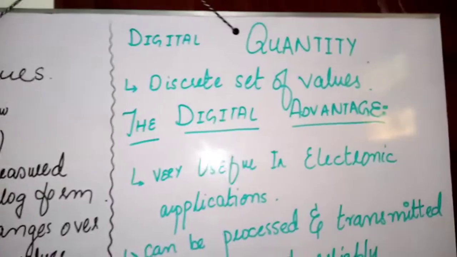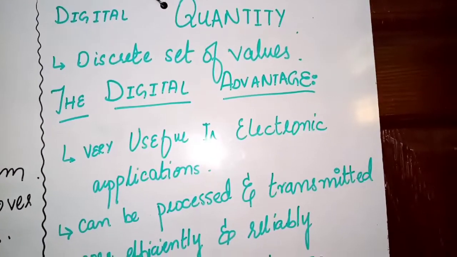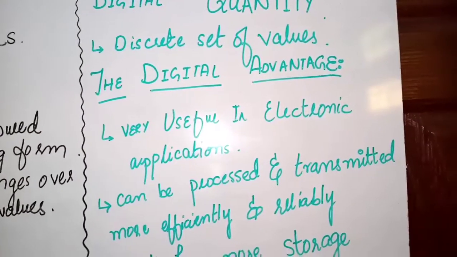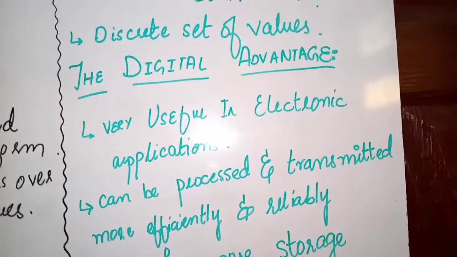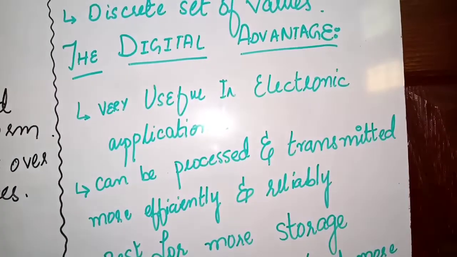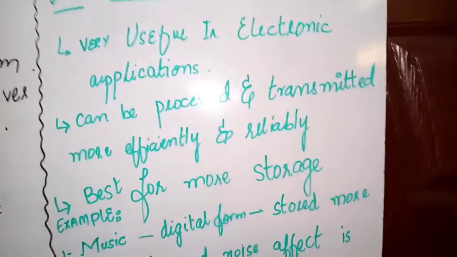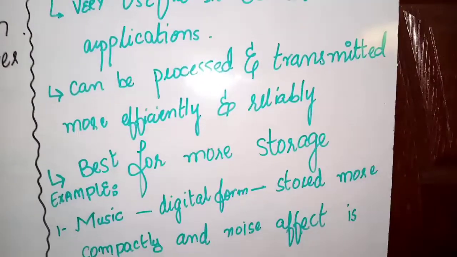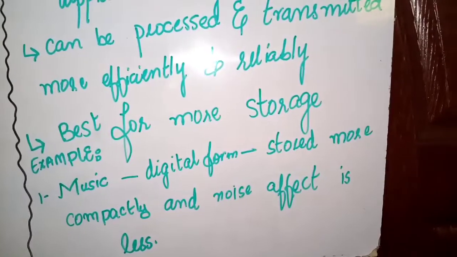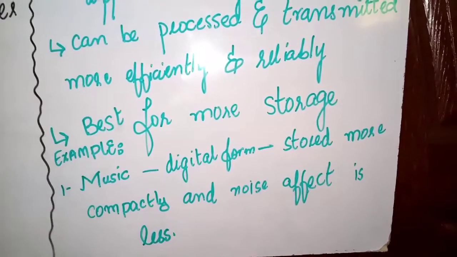Now coming towards the digital quantity, that is a discrete set of values. The digital advantage: you also have an advantage of digital quantities over analog quantities, that is they are very useful in electronic applications, can be processed and transmitted more efficiently and reliably, are best for storage, and music, if it's converted into digital form, is stored more compactly and the noise effect is less.